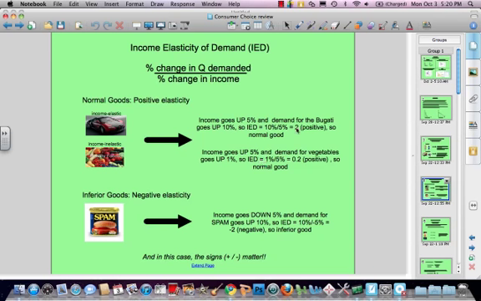But look at the difference here. Greater than 1, less than 1. So you have an income elastic good and an income inelastic good, defined by greater than 1 and less than 1 elasticities. Inferior goods have negative elasticity. Income goes down, and the demand for an inferior good like Spam goes up, giving us a negative elasticity, so it's an inferior good. And again, in this case, the signs do matter.